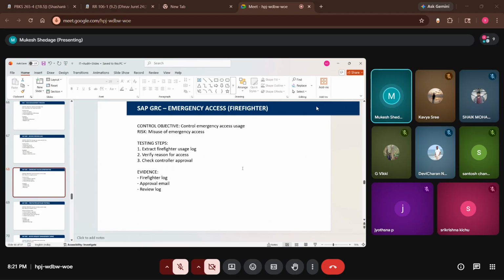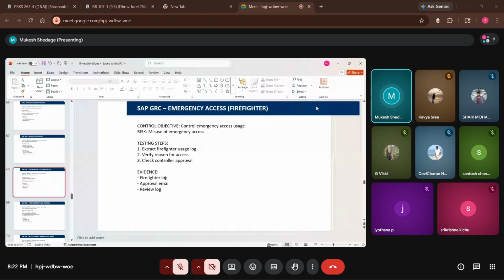So that's why we need to check why they gave the firefighter ID. What do we need to check? Extract the firefighter usage log, meaning what activity has been done with the firefighter ID. Verify the reason, meaning why they gave the firefighter access ID. As I said, the reason will be only an emergency. You need to verify that reason. And who approved that access ID? The approval should be from a high-level authority, management. They should approve those accesses. That is what we need to check. And the evidence is the firefighter log.